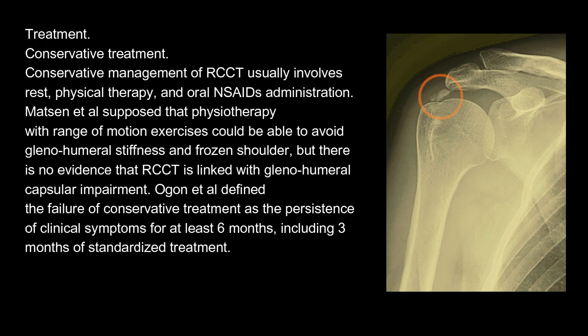Treatment. Conservative treatment. Conservative management of RCCT usually involves rest, physical therapy, and oral NSAIDs administration. Matson et al. supposed that physiotherapy with range of motion exercises could be able to avoid glenohumeral stiffness and frozen shoulder, but there is no evidence that RCCT is linked with glenohumeral capsular impairment. Ogon et al. defined the failure of conservative treatment as the persistence of clinical symptoms for at least 6 months, including 3 months of standardized treatment.